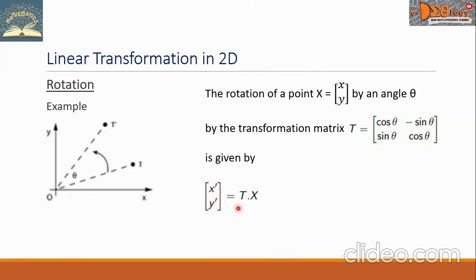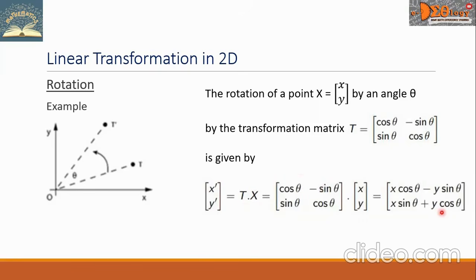This is equal to T times X. When we substitute the corresponding matrices and simplify, we will have our new column matrix. The first element, x cosine theta minus y sine theta. The next element will be x sine theta plus y cosine theta.